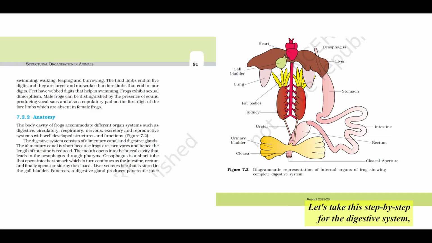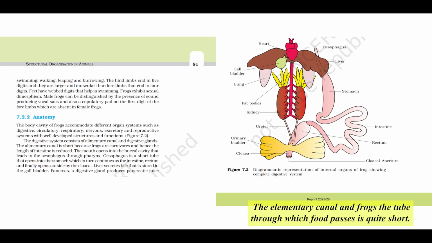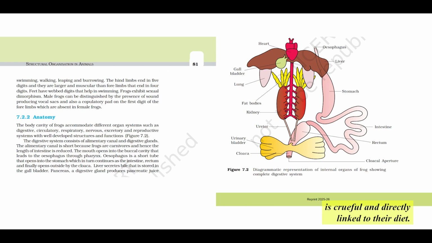Excellent choice. Let's take this step by step for the digestive system, as it's a common area for detailed questions. The alimentary canal in frogs, the tube through which food passes, is quite short. Now, the reason for this relative shortness is crucial and directly linked to their diet. Frogs are carnivores. Their diet consists primarily of readily digestible animal matter, things like insects, worms, small invertebrates. Unlike herbivores, who consume tough plant matter requiring long intestines for cellulose breakdown, animal protein and fat are much easier to break down and absorb. This means the frog's digestive system doesn't need to be as long or complex as that of a herbivore. Its short intestine is a direct adaptation to its carnivorous lifestyle.